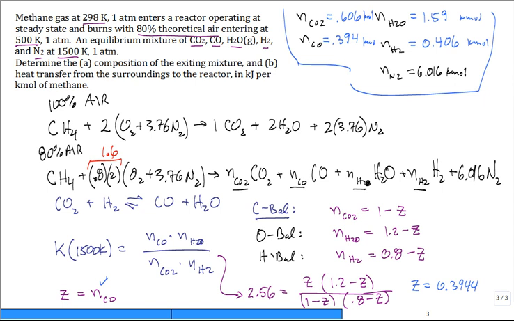Energy balance. So let's read for part B. It says, what is the heat transfer from the surroundings to the reactor in kilojoules per kilomole of the fuel, methane? I need another page because this one's full. So for part B, what we're asked to calculate is Q dot divided by N dot of the fuel. Make sense?